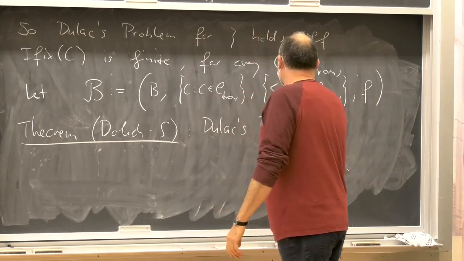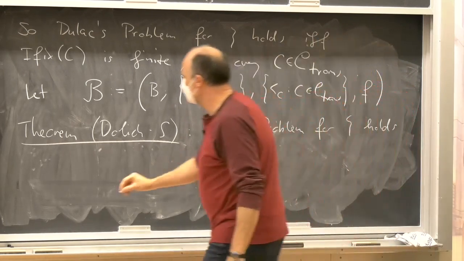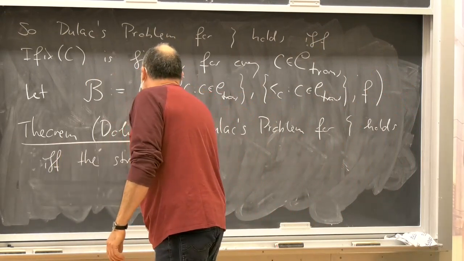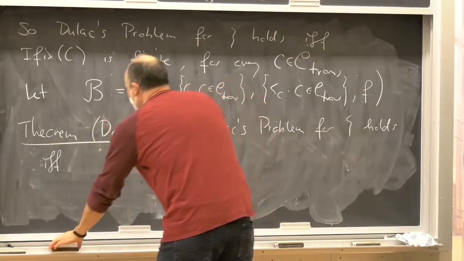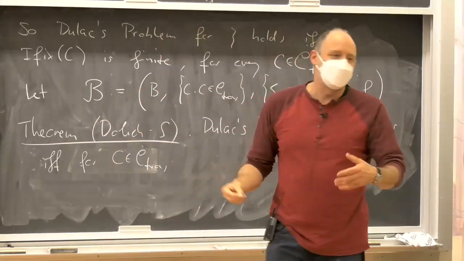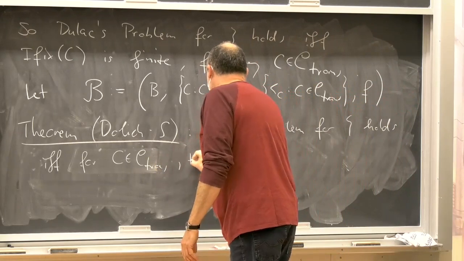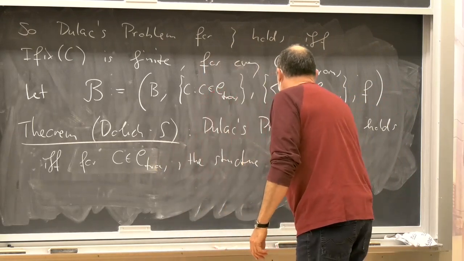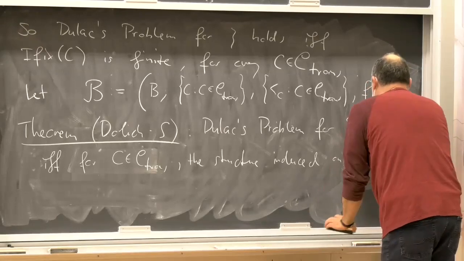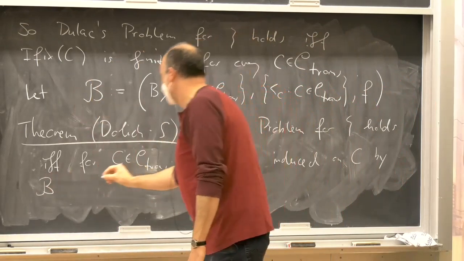Okay, so Dulac's problem for C holds if and only if the structure, for every C in C trans, of course the points, that's trivial, so there's nothing to say there, the structure induced on the cell C by this curly B is o-minimal.